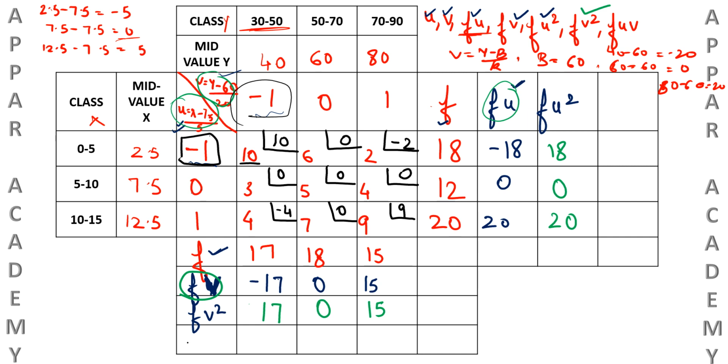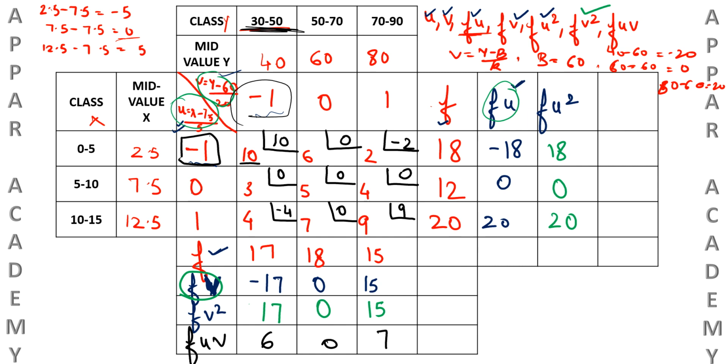But what do we need actually? We need FUV in terms of marginals. As in, irrespective of what value U takes, we need to find FUV for a particular V, that is minus 1, or for a particular class interval 30 to 50. How will I find it? We will simply add 10, 0 and minus 4. Right? So this becomes 6. Adding this up becomes 0. Minus 2 plus 9 becomes 7.